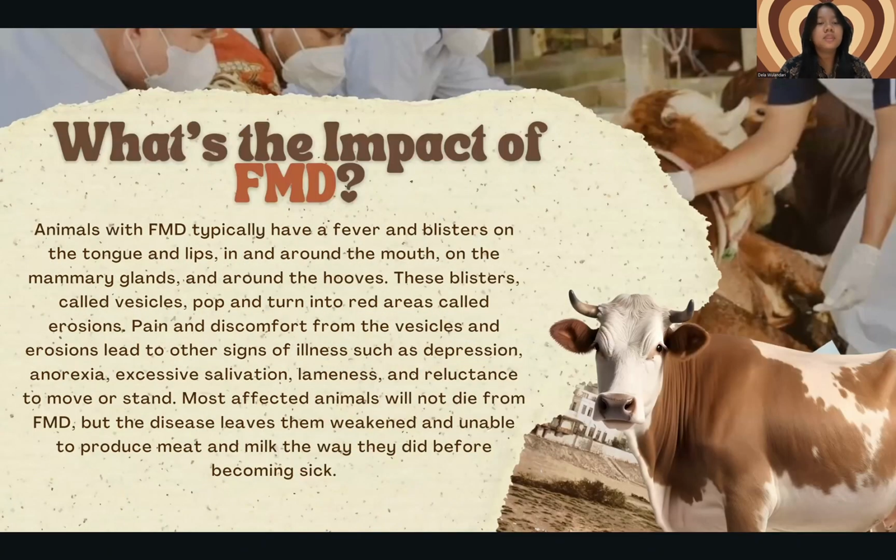Next, what's the impact of FMD? Animals with FMD typically have a fever and blisters on the tongue and lips, in and around the mouth, on the mammary glands, and around the hooves. These blisters, called vesicles, pop and turn into red areas called erosion. Pain and discomfort from the vesicles and erosion lead to other signs of illness such as depression, anorexia, excessive salivation, lameness, and reluctance to move or stand.